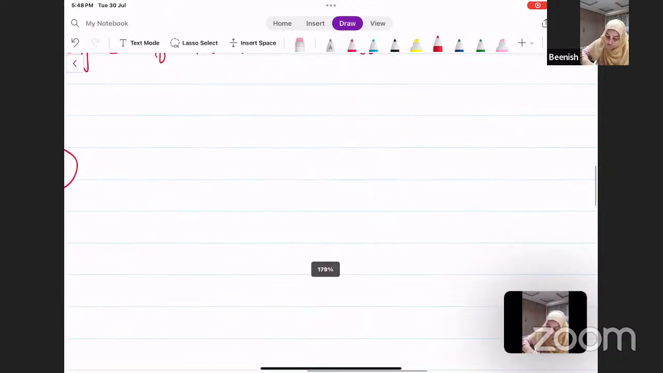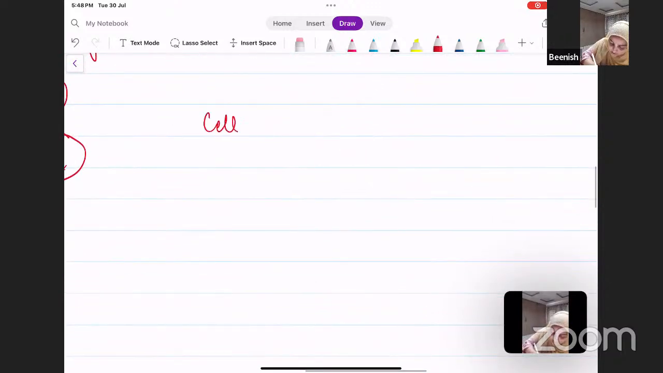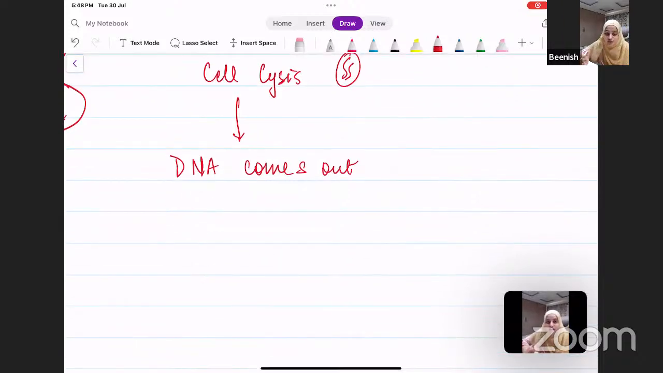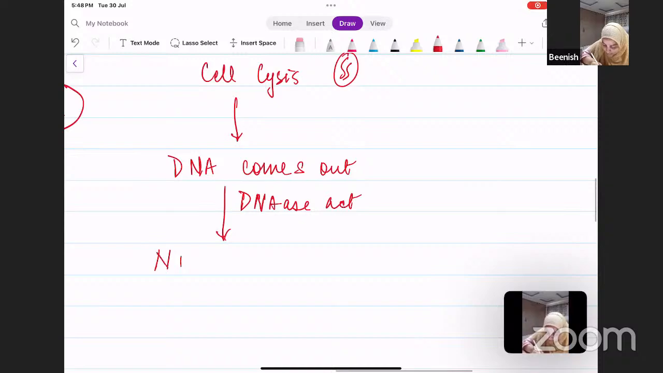Okay, so you can understand it like this. This is your cell. Cell lysis is going to take place. So when cell lysis occurs, what happens? Your DNA comes out. Now on this DNA, DNase is going to act, and your nucleotides are liberated.